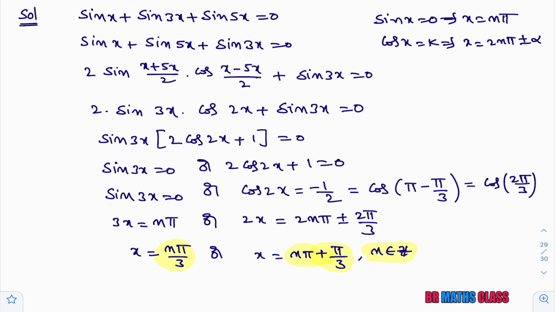I hope you understand the solutions of this trigonometric equation. The key for learning the trigonometry chapter is learning the trigonometry formulas.